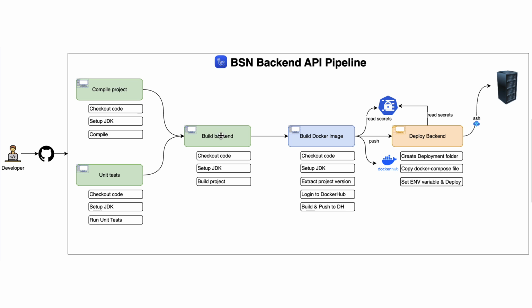But now, to build the backend, we depend on both of them. So to build the backend, we need to wait for the compile project to be done, as well as all the tests and all other jobs that might be required before we come to the build backend job. All right, so building the backend. Once we build the backend, we build the Docker image and then we deploy the application.